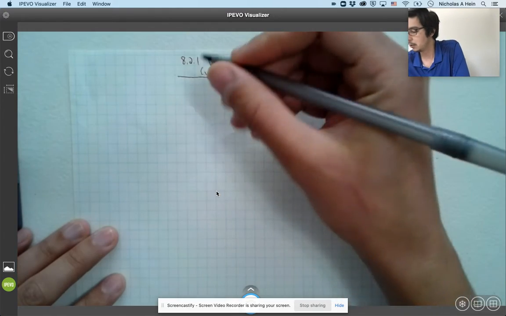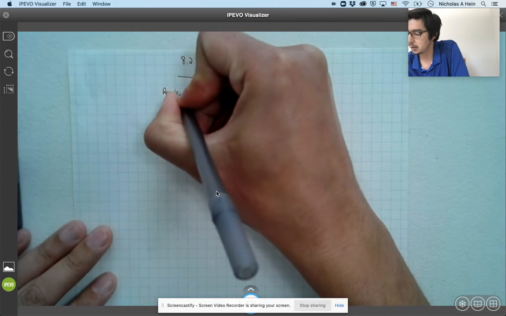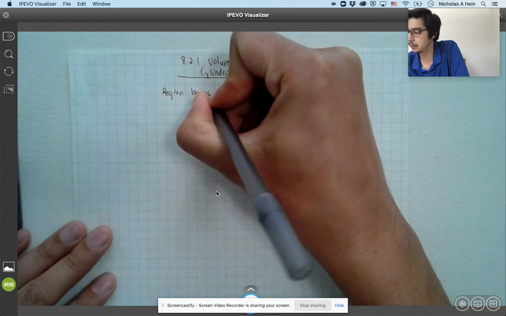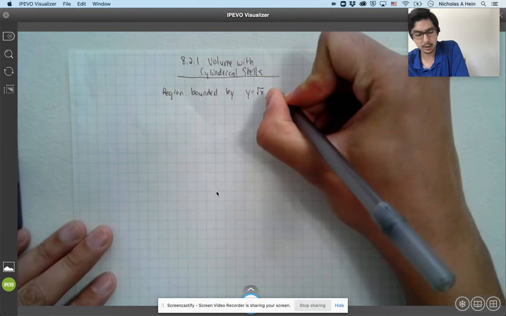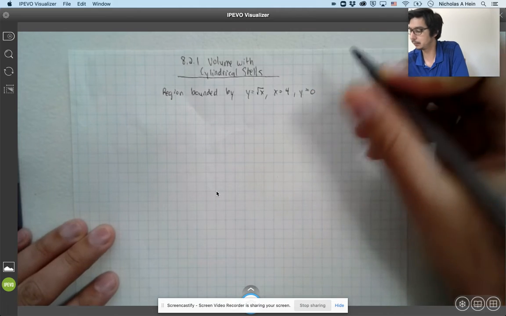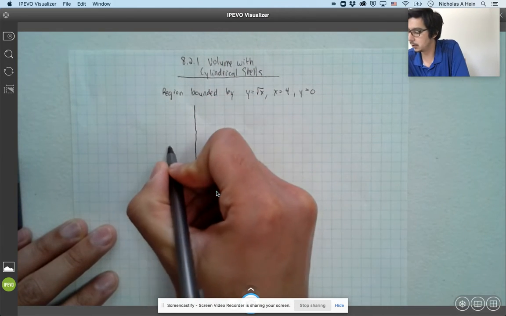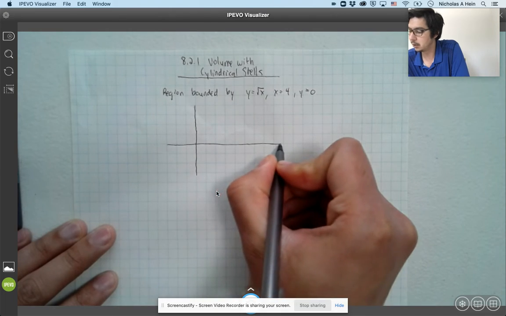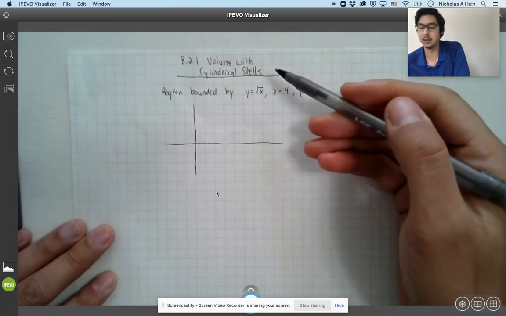So the region we're going to cover in this one is the region that's bounded by y equals root x, x equals 4, and y equals 0. And I'm going to demonstrate this volume using what we did previously with discs and washers, and then with this new method of shells.